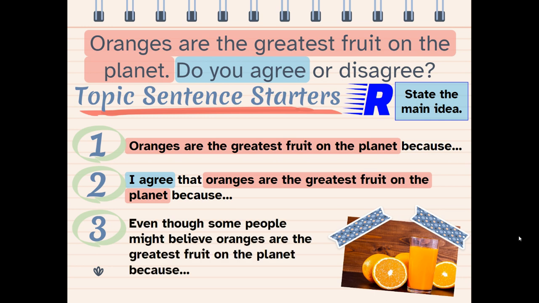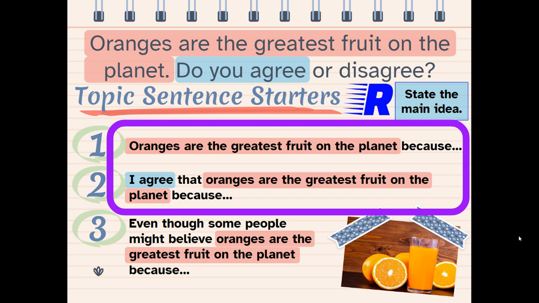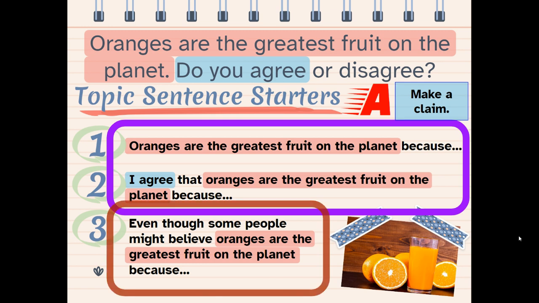and say, even though some people might believe oranges are the greatest fruit on the planet because, and then what would you do there is you would say what the other person would think, and then you would prove why they are wrong. I'll show you. So again, the first two are agreeing that oranges are the greatest fruit on the planet, and the last one disagrees. I also want you to notice that I use all of the words.